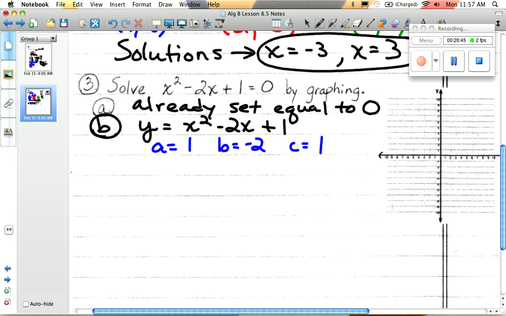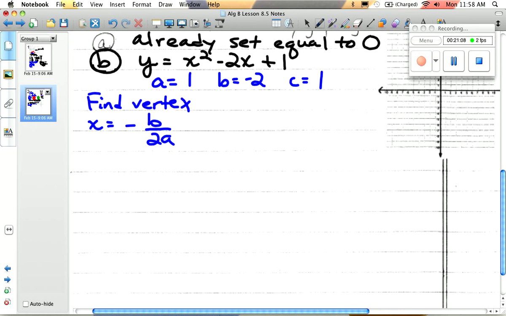This time, is our y-intercept our vertex? How do we know? B has to be equal to 0, and it's not. So we're going to find our vertex first. We're going to do x equals negative b over 2a. There's our negative sign, our b is also negative, and 2 times 1 downstairs.